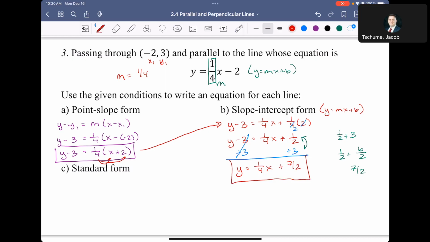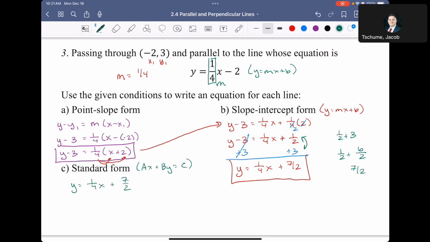From there, you can also write standard form. So for standard form, what we will do is we need to get it into the form ax plus by equals c. You can either do this from point slope form or you can do it from slope intercept form. I'm actually going to bring over the slope intercept form we just did. So the y equals 1/4 x plus 7/2. And if you remember, in standard form, you don't want any fractions.